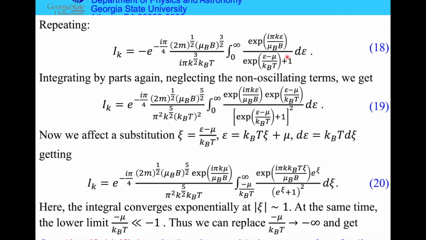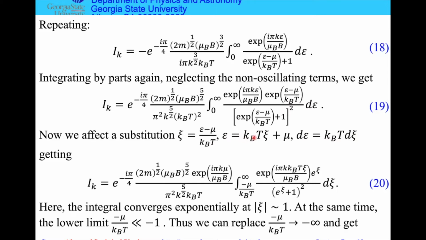Taking this exponential under the differential, the compensating coefficient will be mu_B B, which increases the power of mu_B B to 5/2, divided by i pi k. i and i give me -1, together it will be plus. It increases the power of pi to 2, and the power of k increases from 3/2 to 5/2. One differentiation of this gives me minus, and then the minus in the formula of integration by parts gives another minus. So altogether the sign will be plus. In this expression we make a substitution, calling psi the argument of this exponential. So epsilon is equal to kBT psi plus mu. And mu is of course constant, kBT is constant. So d epsilon is kBT d psi.